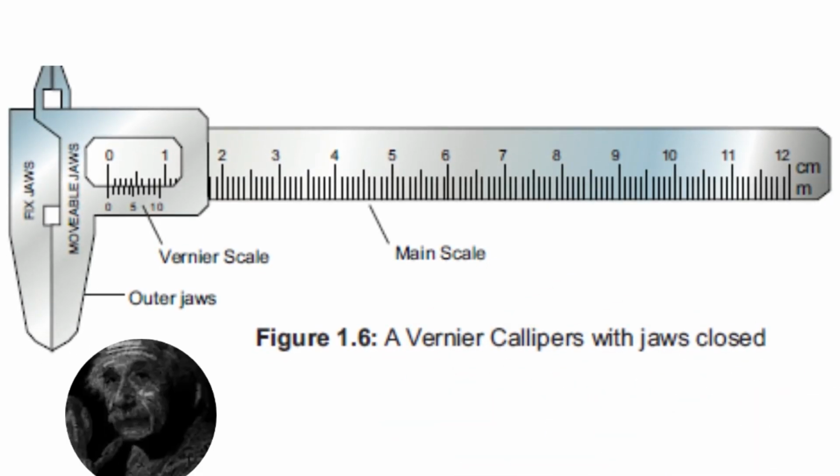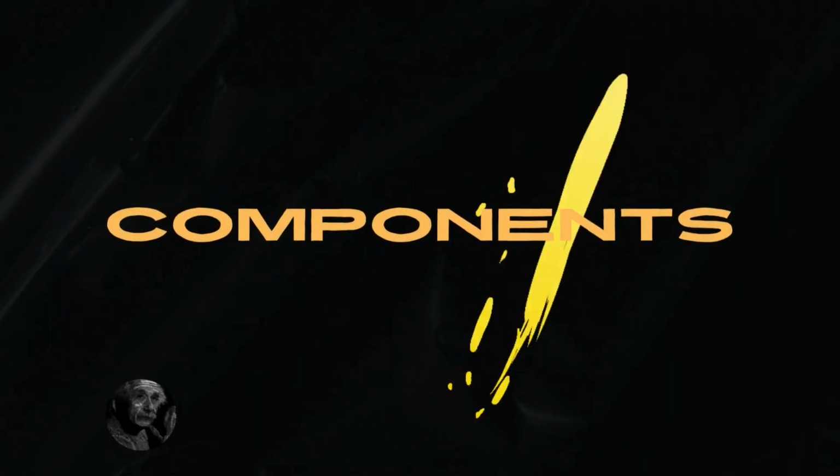Let's see the diagram of a Vernier caliper with jaws closed. This is the instrument used to measure an object up to 1 millimeter. This is the main scale, which is fixed, having centimeter and millimeter readings. The Vernier scale has 10 divisions, which equal 9 millimeters. It has a fixed jaw, and the Vernier scale has a movable jaw. This is the simple diagram of a Vernier caliper.